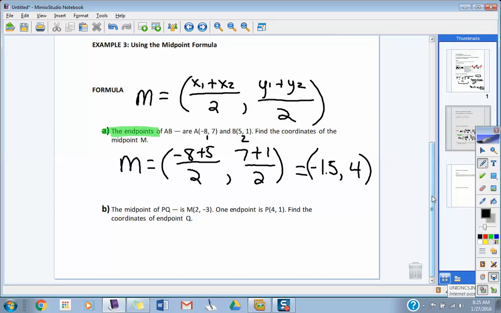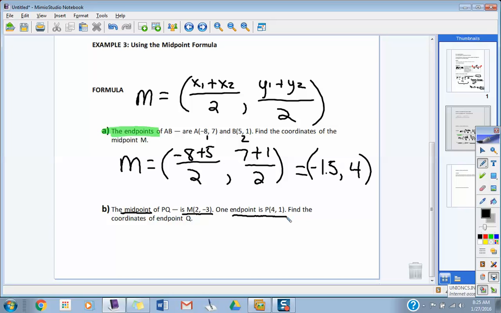Now B is a bit different. B is a tad bit different. And I'm going to look at this a couple of different ways. Okay, we can still use the formula, and that works great. But I also think there's a better way to think about this mentally compared to doing it algebraically. So in part B right here, instead of finding the midpoint, what do they give you? They give the midpoint. The midpoint of PQ is what, kids? 2 comma -3. And then it says one endpoint is 4 comma 1. Find the other endpoint.